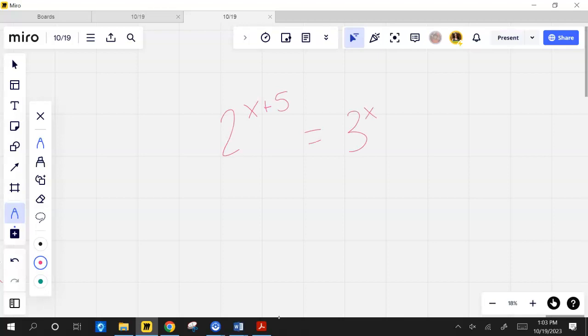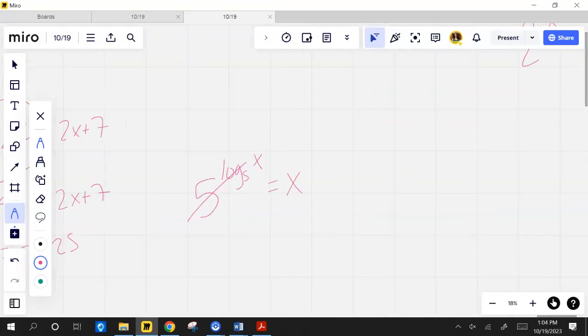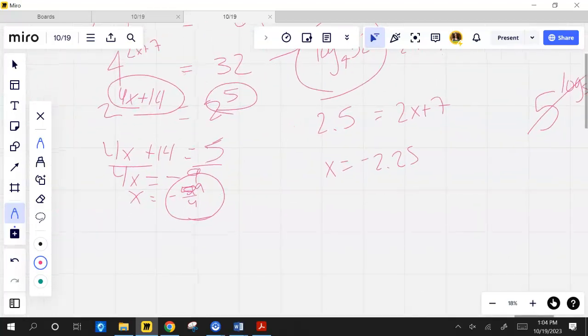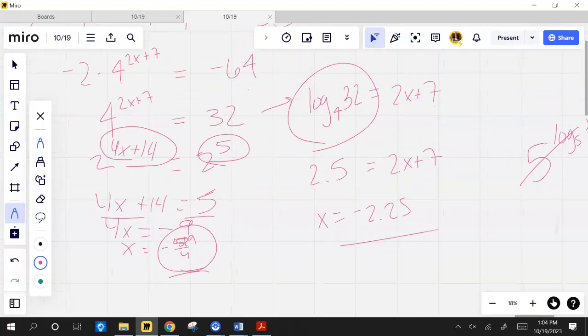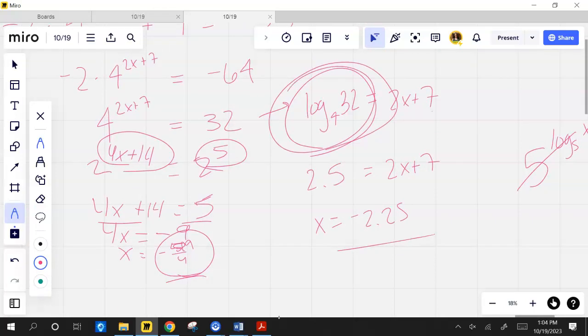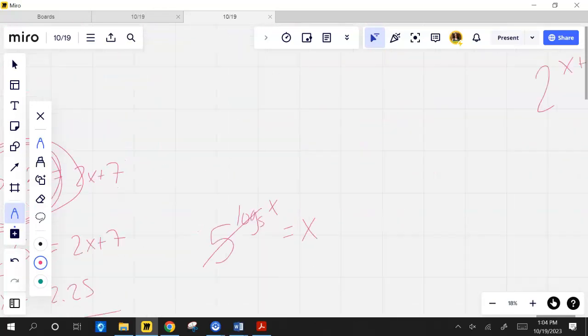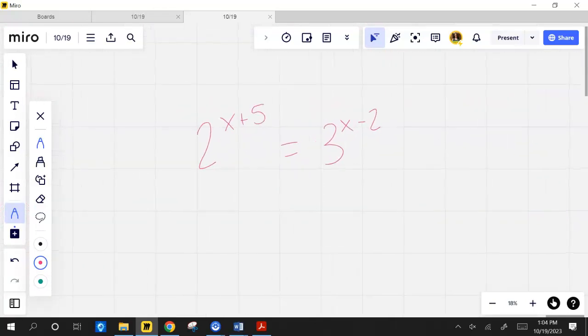Remember, we've talked about if you have just one exponential piece and other stuff. 0.25. That's what I put. No, the answer should be 2.25. The final. Log base 4 of 32 is 2.5. Appreciate it.